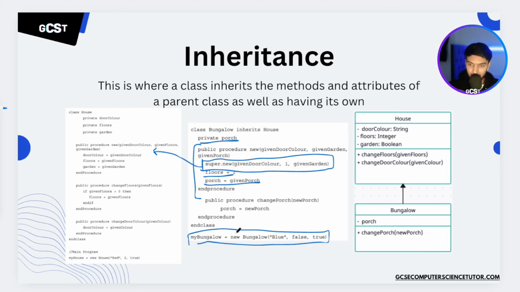So by doing this now, as usual, we can access the methods such as change porch, which would be my bungalow dot change porch to be false or true. And yeah, that's basically inheritance.